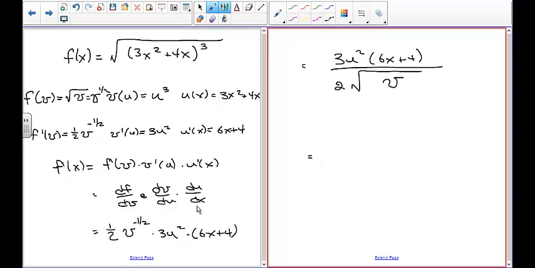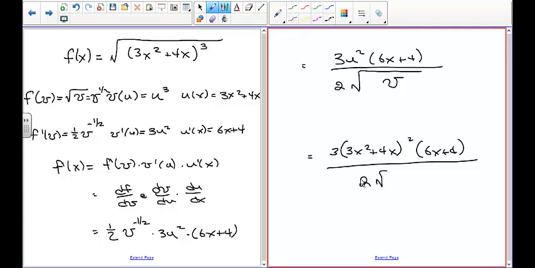Okay, so now the first thing we're going to do is plug u back in. So you get 3 times this quantity u, which is 3x squared plus 4x to the second power, times 6x plus 4, all divided by 2 times the square root of v. And then we put v back in. Well, v is this whole thing, this cube part here.